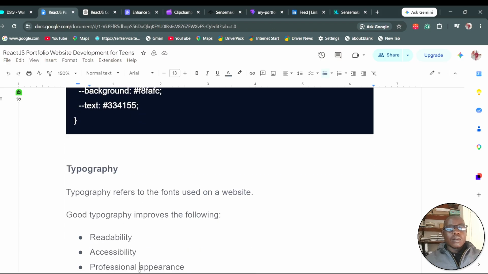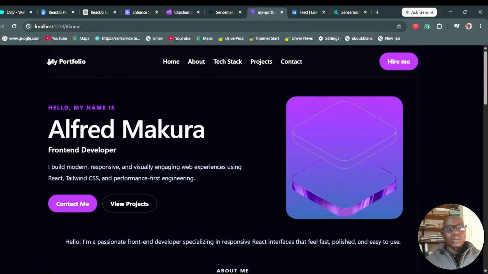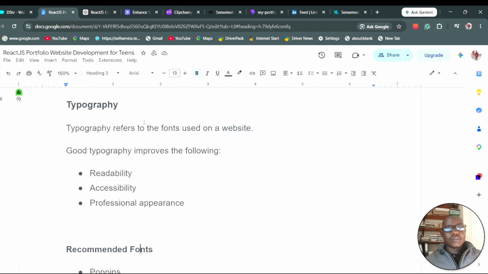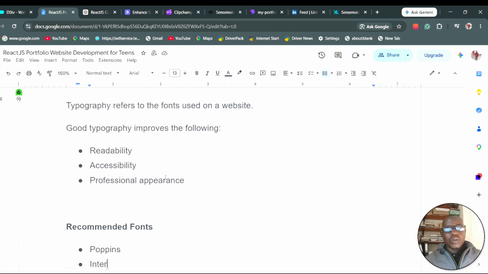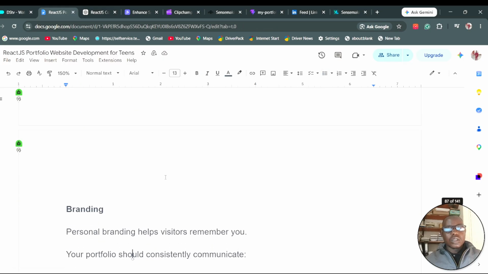There's also what we call typography, which refers to the fonts used on the website. Good typography improves readability. This is typography. These are the fonts which we are seeing on our web portfolio so that they can be easily read. Also, the recommended fonts are Poppins, Inter, Roboto, Open Sans, Montserrat.